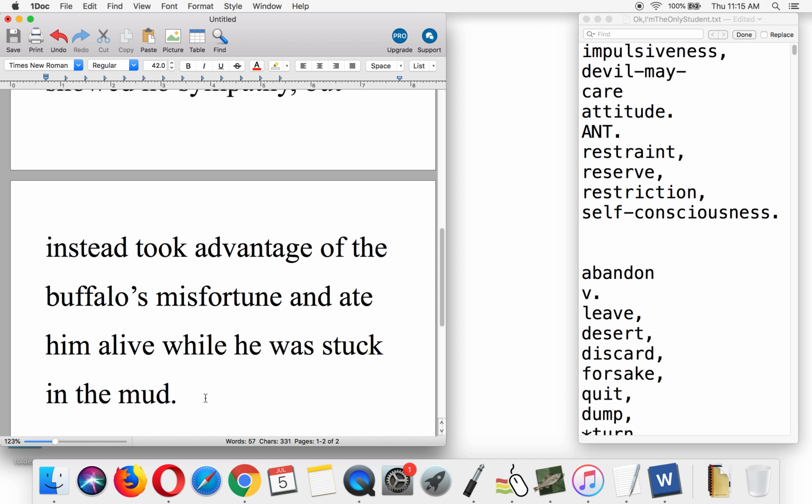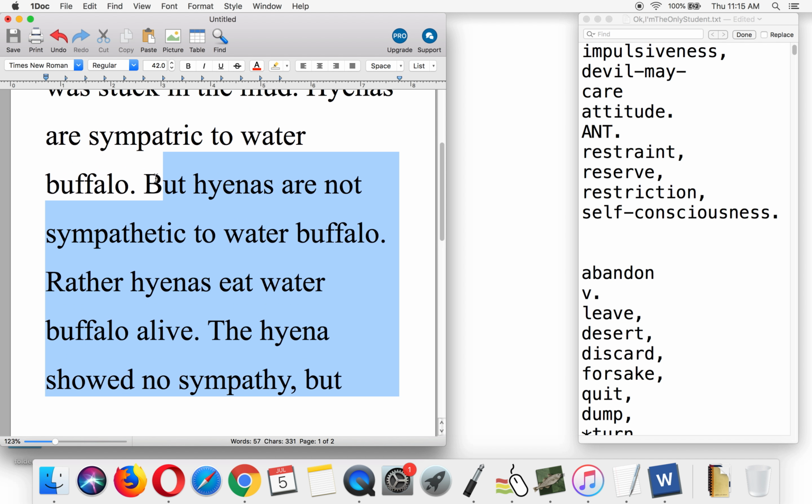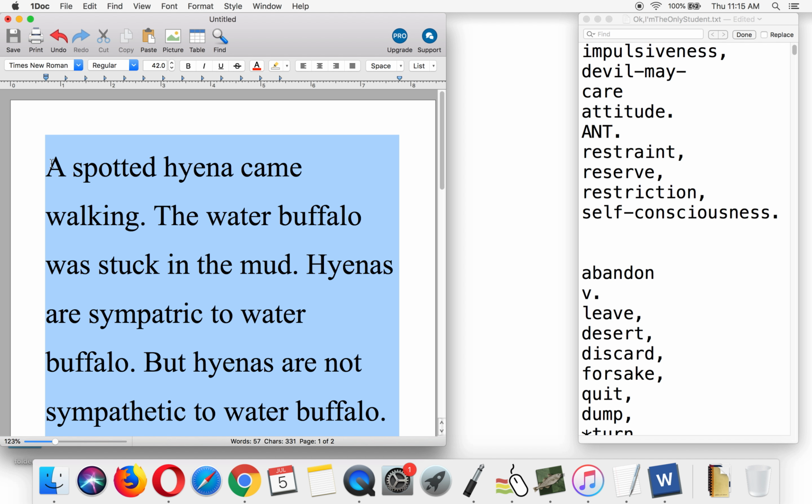Okay, now we corrected our little essay. Let's have the computer read it again.